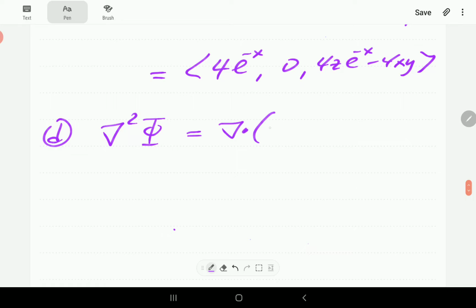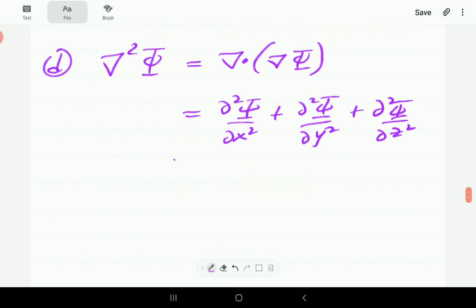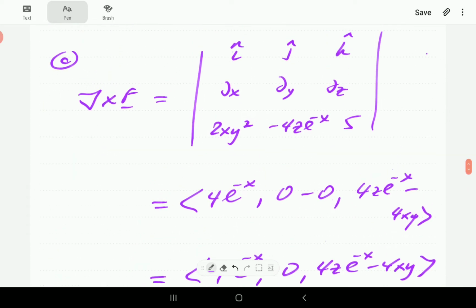First, we can work out the grad of phi, which we've already done, and then take the divergence, or simply use the fact that the Laplacian is simply the second order derivative with respect to x plus the second order derivative with respect to y plus the second order derivative with respect to z. So we can simply just take phi, differentiate it twice with respect to x, and then differentiate it twice with respect to y, then differentiate it twice with respect to z, and then add those three.